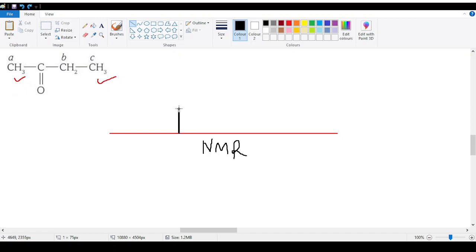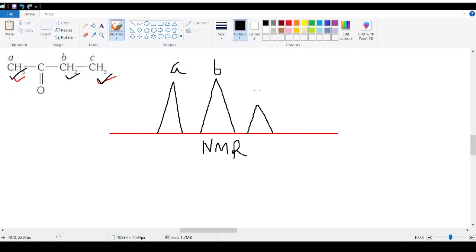So for the CH3, right? Oh, one minute. I made a mistake. Did I just say two peaks? There will be three different peaks. My bad. One peak for them, one peak for them, and one peak for them. There will be three different peaks. Why did I say two peaks? I'm very sorry about that. Three different peaks for three different chemical environments: A, B, and C. Is that fine? Yes. Okay.